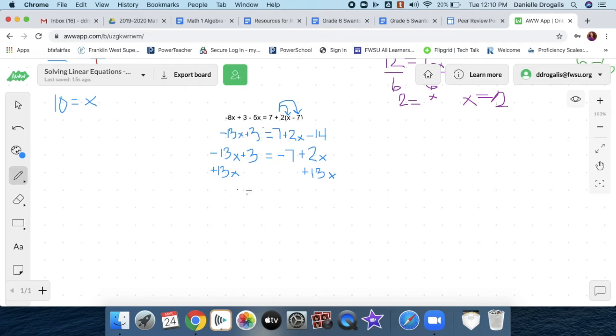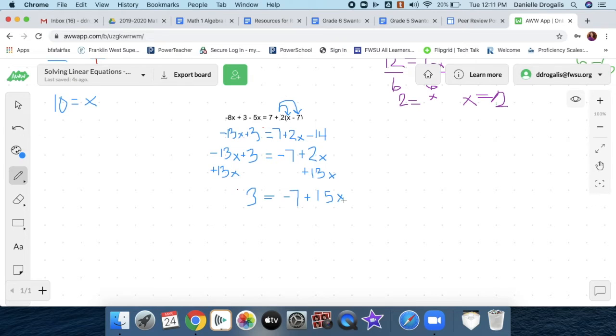So that leaves us with a 3 on the left. I've done nothing with the -7 on the right-hand side. And so now I consolidate and I have 2x plus 13x gives me a 15x. Excellent.